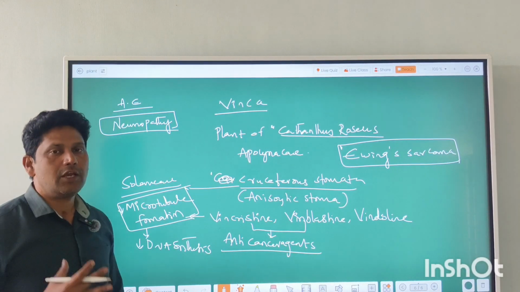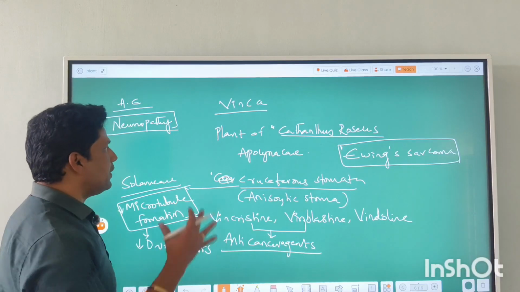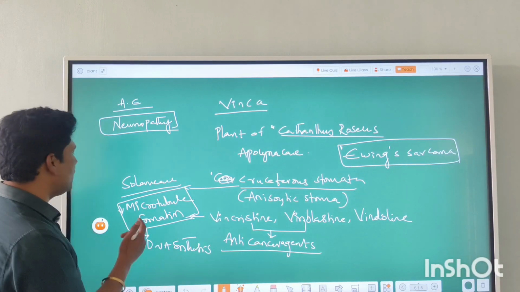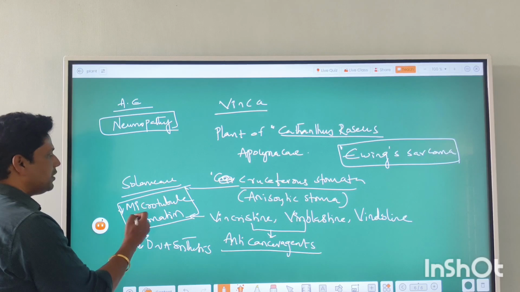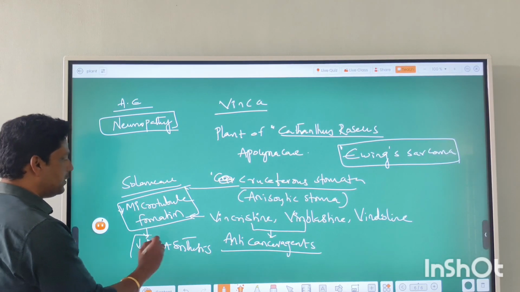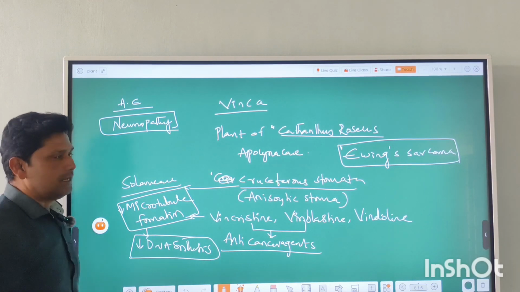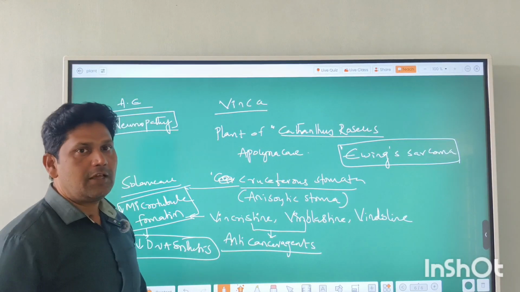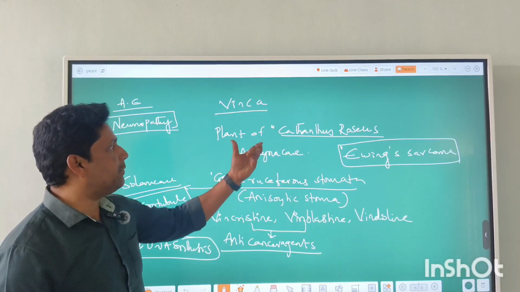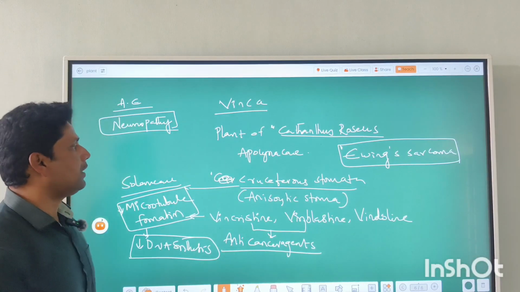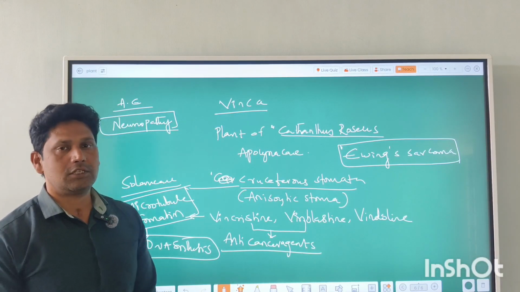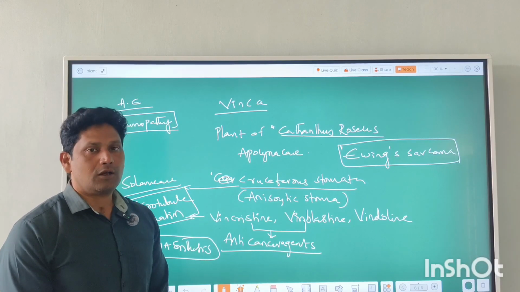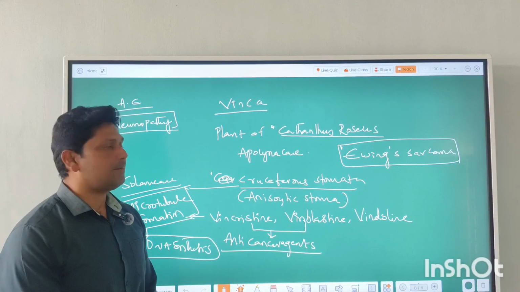It is also an indole alkaloid. The mechanism of action is very important: it inhibits microtubule formation and further DNA synthesis. Cruciferous stomata are also present in vinca. Here we are using the entire plant. Okay, so this is about indole alkaloids, pharmacognosy and pharmacological actions.